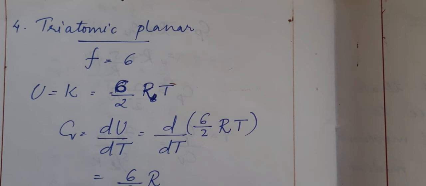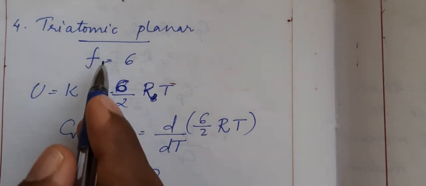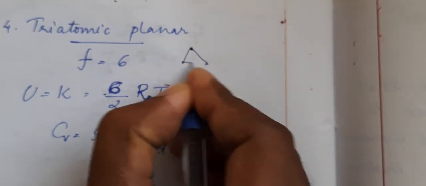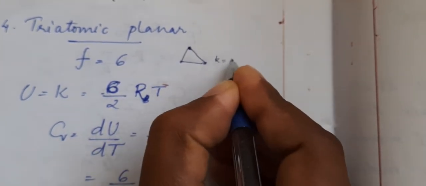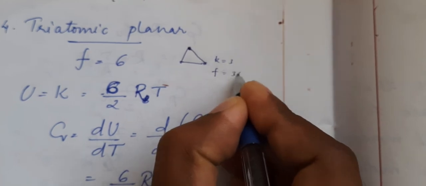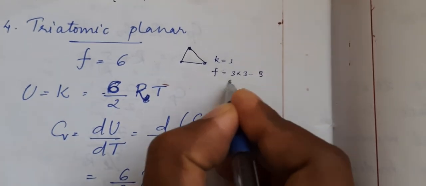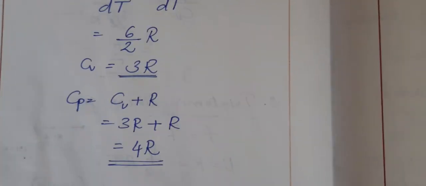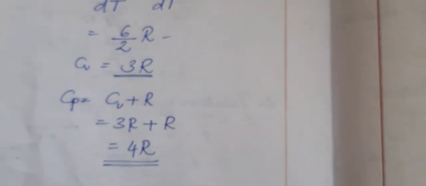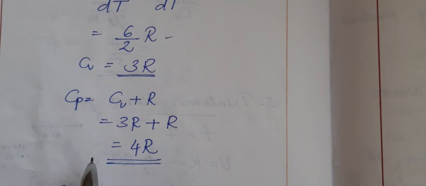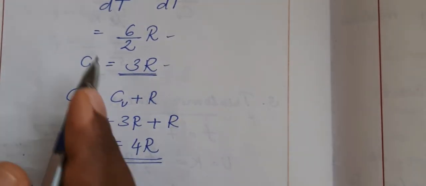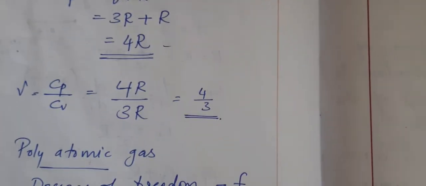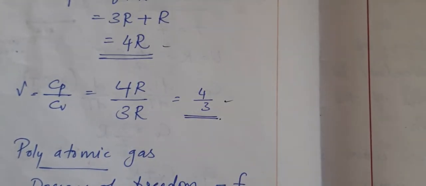For a planar triatomic gas, F was 6. We told this was a triangular structure. That means we have a constraint of 3. So F will be 3 into 3 molecules minus 3, which will give you 6. So 6 by 2 RT, and the Cv becomes 6 by 2 R, that is 3R. 6 by 2 is 3. Cp will give you 4R, which means gamma is 4 by 3.